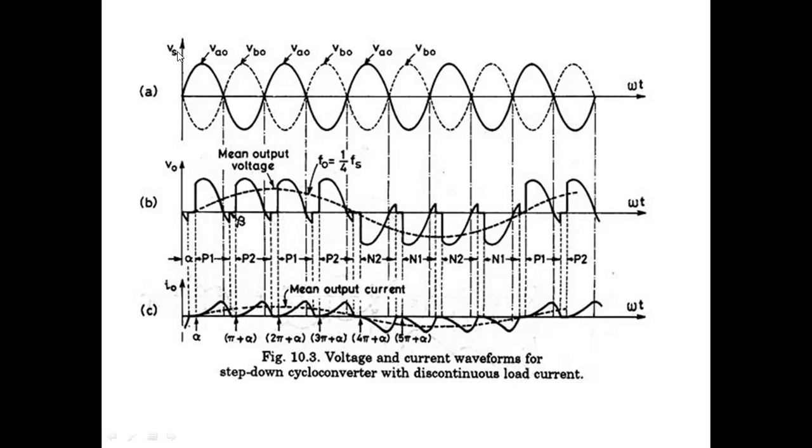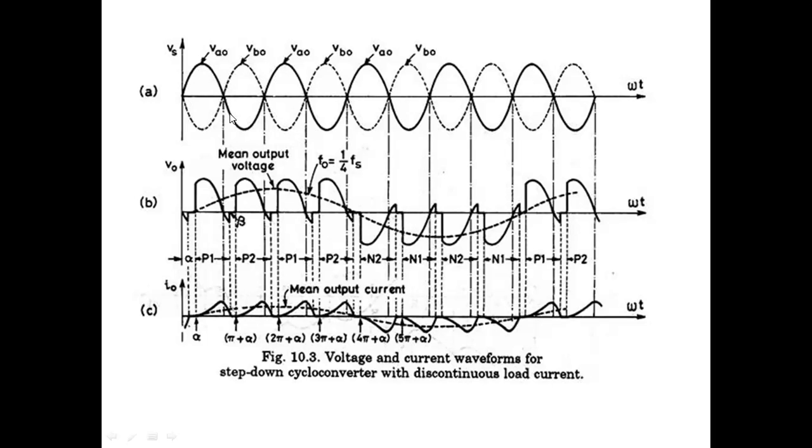This is the input and this is the output. So the input is this one. They are drawing a reflection here. This reflection is only for reference purposes. The actual waveform is this one. The actual input voltage is this thick line. For drawing the output voltage conveniently, they are drawing a reflection of the main input waveform.